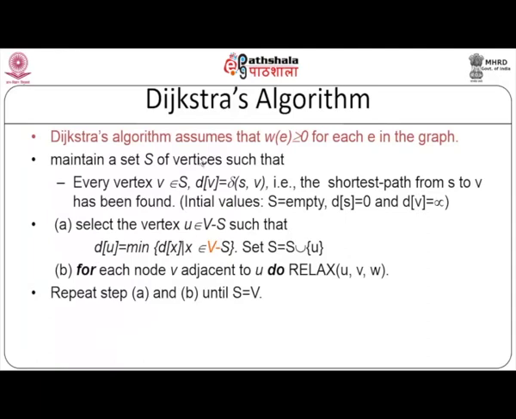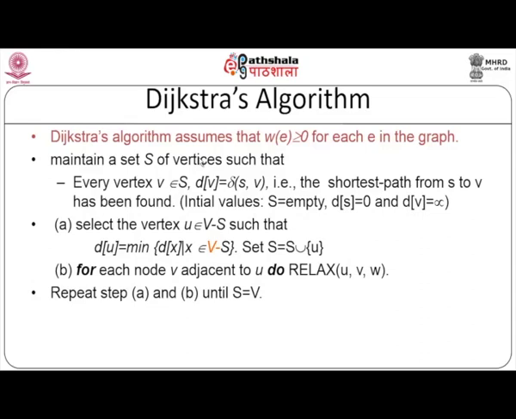Now, Dijkstra's algorithm assumes that the weight of the edge is greater than or equal to 0 for each edge in the graph, that is, there is no negative weight. Maintain a set S of vertices such that every vertex V belonging to the set has dV equal to delta of S comma V, that is, the shortest path from S to V has been found. Initially the set is empty, D of source is equal to 0 and D of V is equal to infinity. Now, you select a vertex U not in S such that D of U is equal to the minimum of D of X, where X belongs to V minus S, and then the new set becomes S union U.